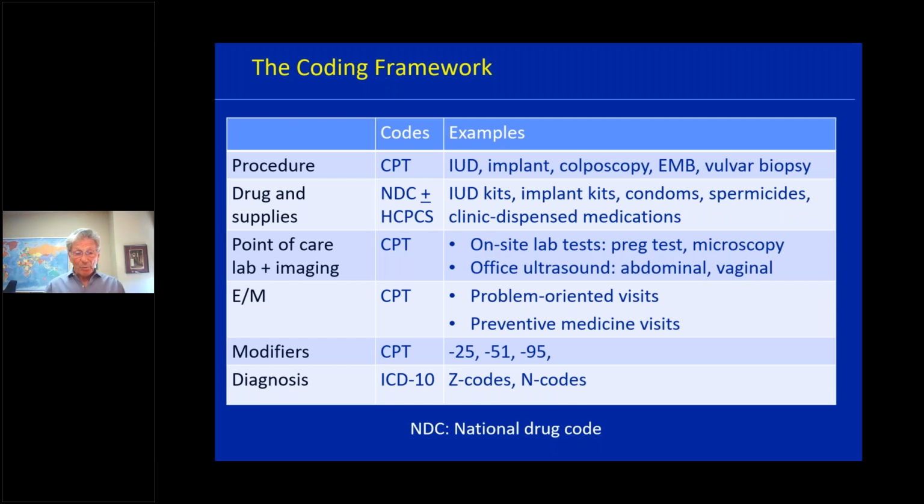And in Family PACT, that's for problem-oriented visits. Number 5 is, are there any modifiers? The modifiers we're most likely to use are 25. We're going to talk about that a lot in just a minute. 51 is when you do more than one procedure on the same day, like taking out an expired implant is one procedure. Putting in a new implant on the same day is a second procedure. And the second procedure has a 51 modifier or a 95 modifier, and that's done for telemedicine visits. And then lastly, number 6 is what's your diagnosis code?